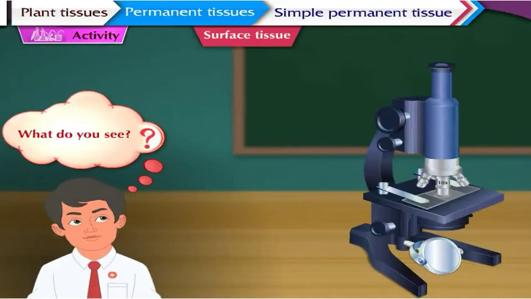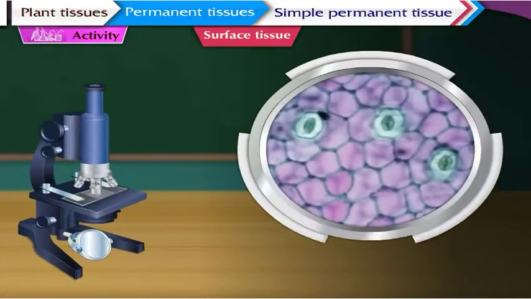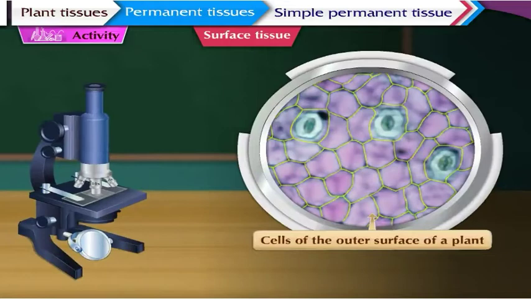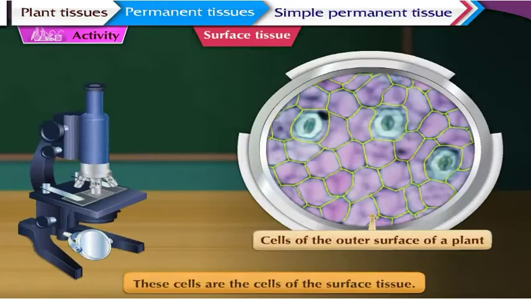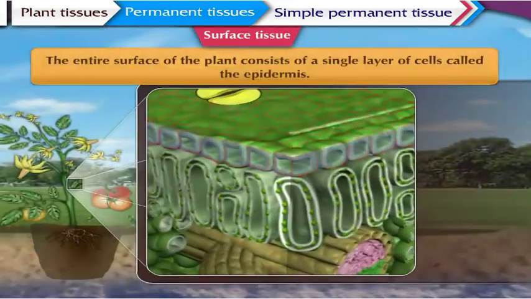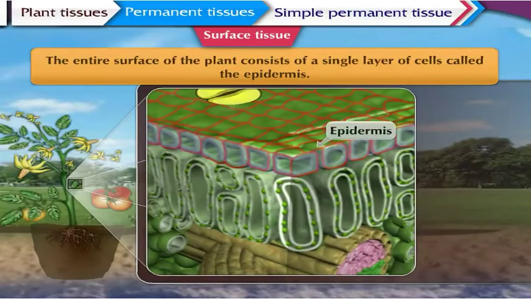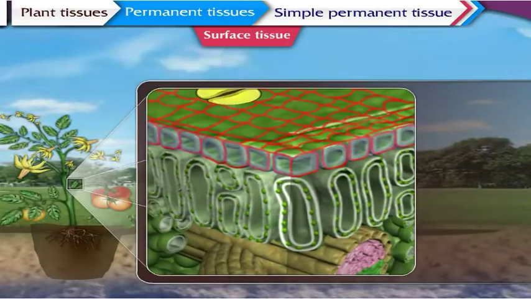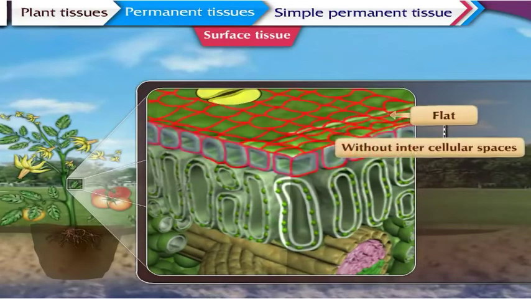What do you see? We can see the outer layer of cells. These cells are the cells of the surface tissue. The entire surface of the plant consists of a single layer of cells called the epidermis. The cells of the surface tissue are relatively flat without intercellular spaces. This creates a continuous sheet.